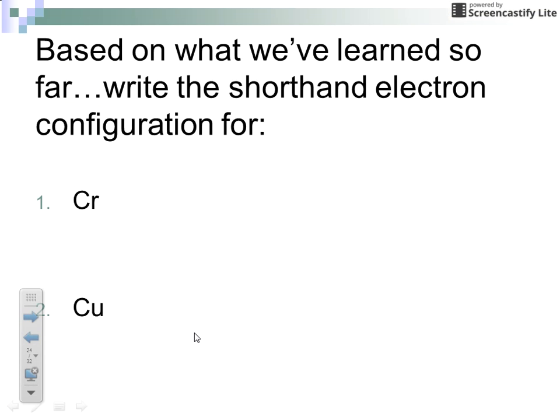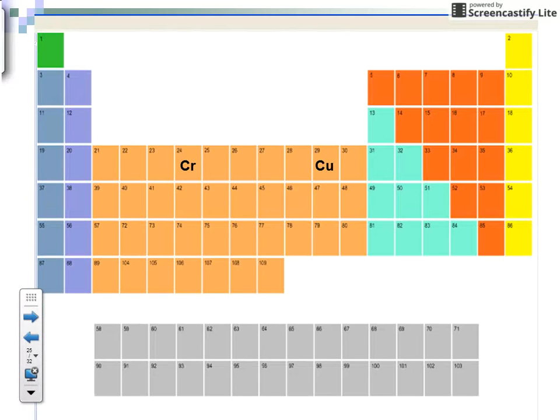Okay, so what I'd like for each of you to do is take a few minutes to write the electron configuration for copper and chromium. Get out your periodic table, and I want you to do this shorthand. Pause the video while you do this and then pick back up. Check your answers.